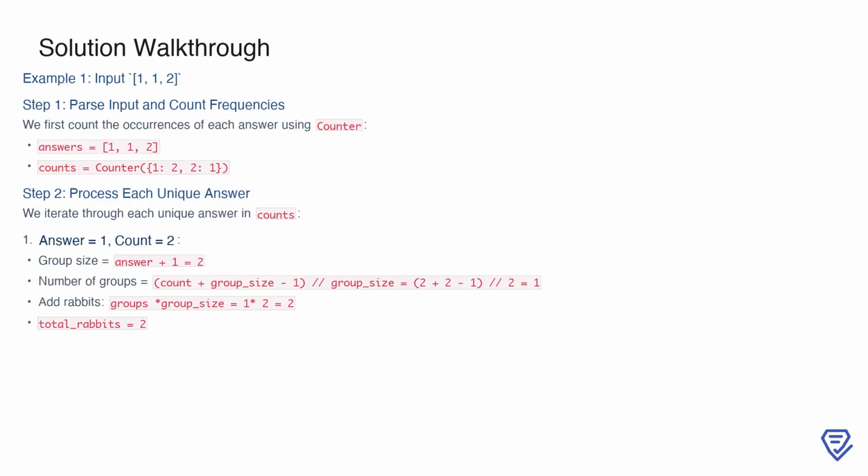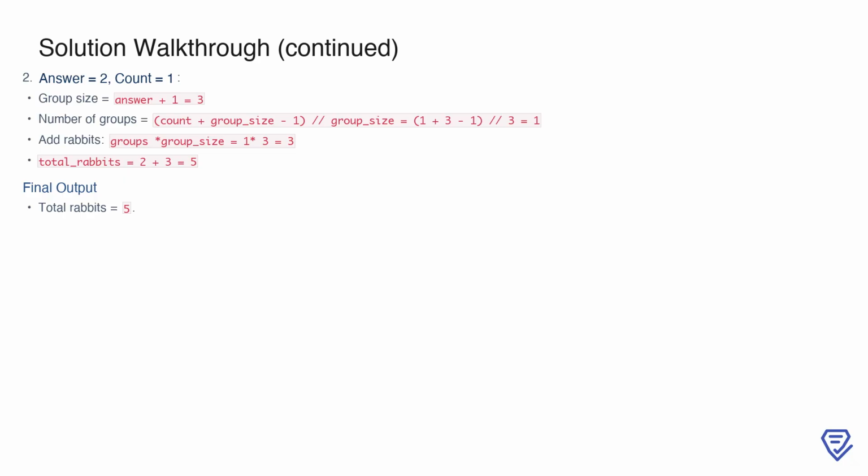Since we have 2 rabbits reporting this answer, we calculate the number of groups as (count + group_size - 1) / group_size. Here, this evaluates to (2 + 2 - 1) / 2, which equals 1 group. Each group contributes group_size rabbits, so we add 1 * 2 equals 2 rabbits to the total. At this point, the total number of rabbits is 2.